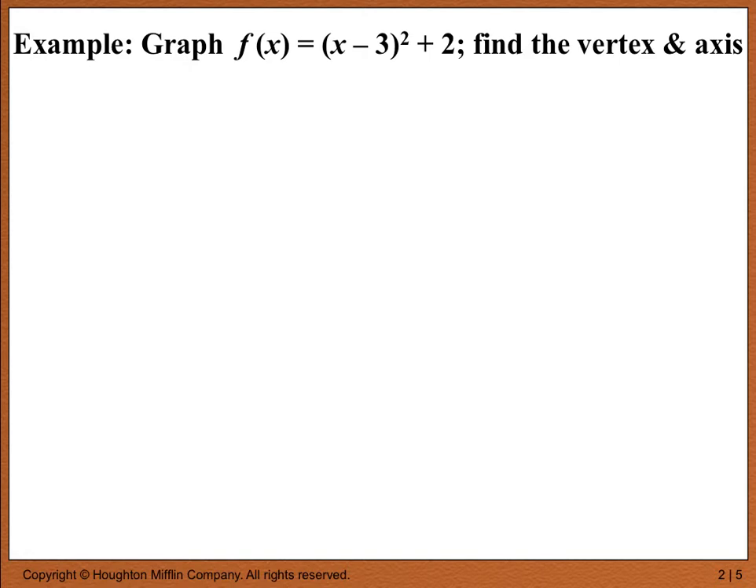Graph f of x equals (x minus 3) squared plus 2. Find the vertex and axis. Alright, you'll recognize that this is already in standard form. And so you should, based on what you know from chapter 10, be able to do this. So I'd like you to pause the video and try it on your own. But don't worry if you get stuck or you're a little rusty on the chapter 10 stuff. You can just resume if you need some help.